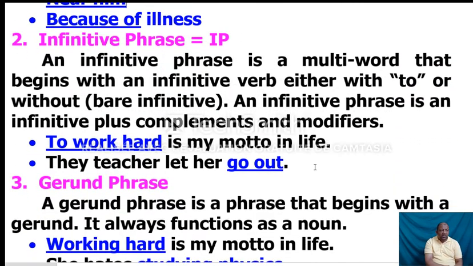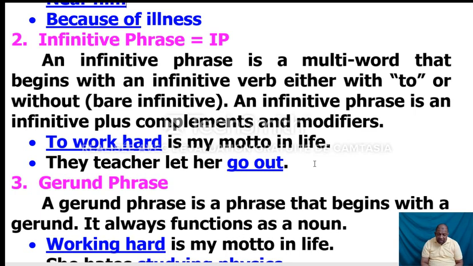Number 2, infinitive phrase, which is called IP. An infinitive phrase is a multi-word that begins with an infinitive verb. So don't forget, all the time when we speak about a phrase, we speak about a group of words. And second characteristic, subjectless, I mean no subject, and verbless, I mean no verb.